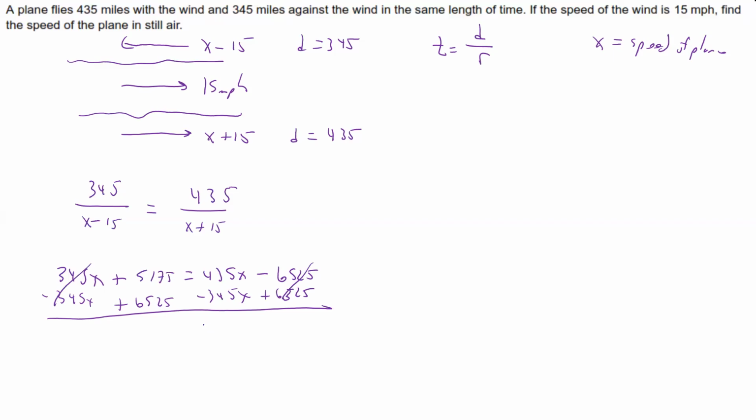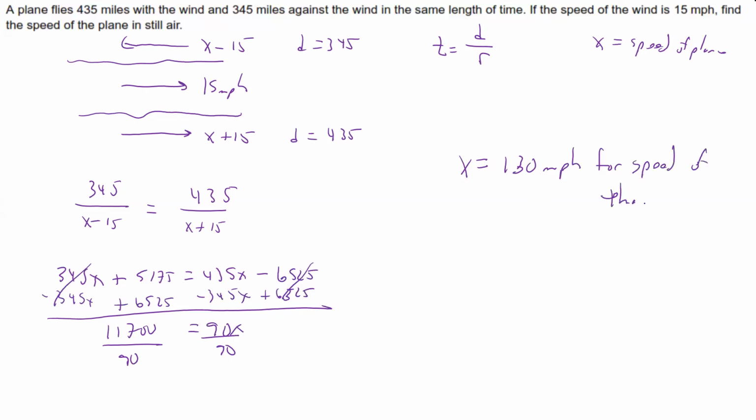What do we get here? It looks like 90x, and that's going to be 5175 plus 6525, which is 11,700, divided by 90. And so x is going to be the speed of the plane, and if we divide that by 90, we get 130 miles per hour for the speed of the plane. Okay, and so that would be our solution to this problem.